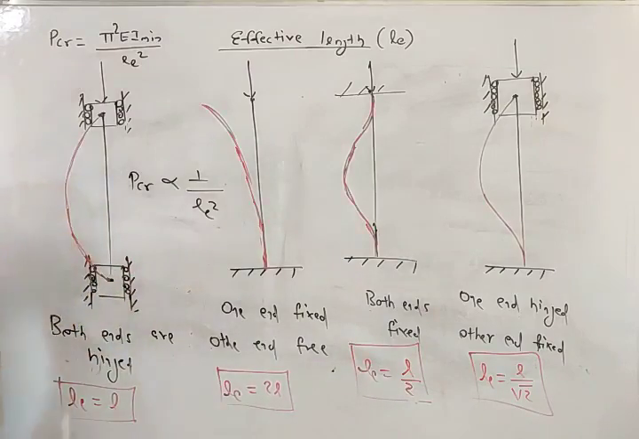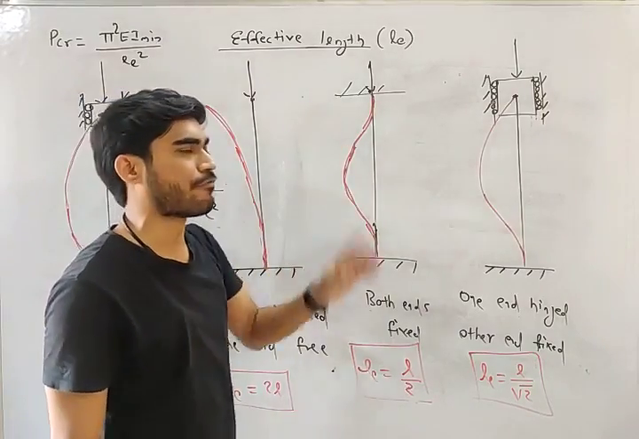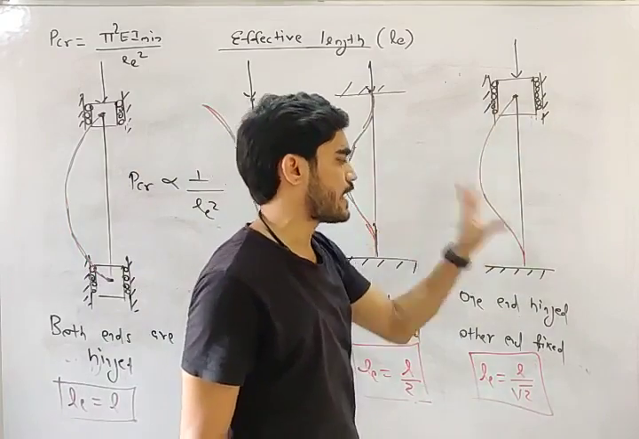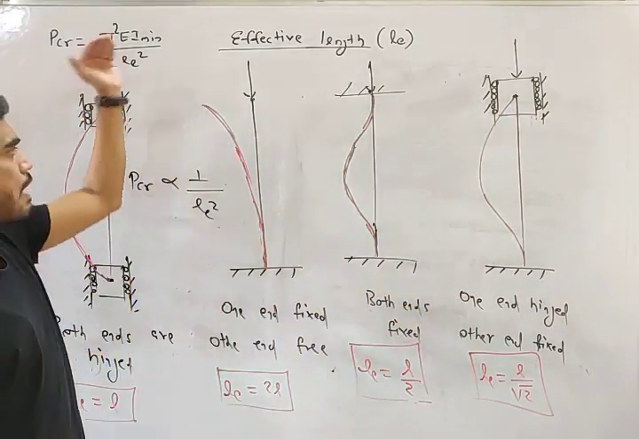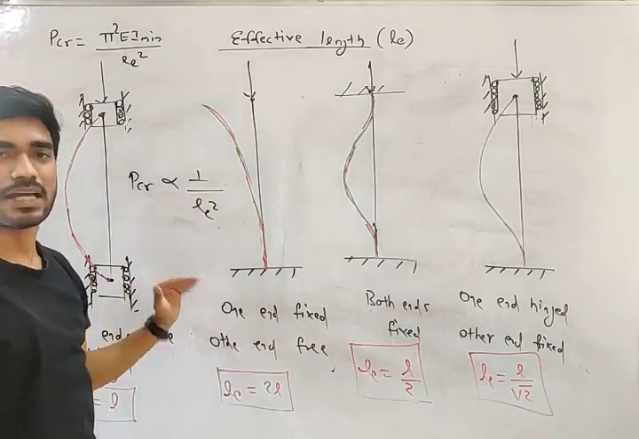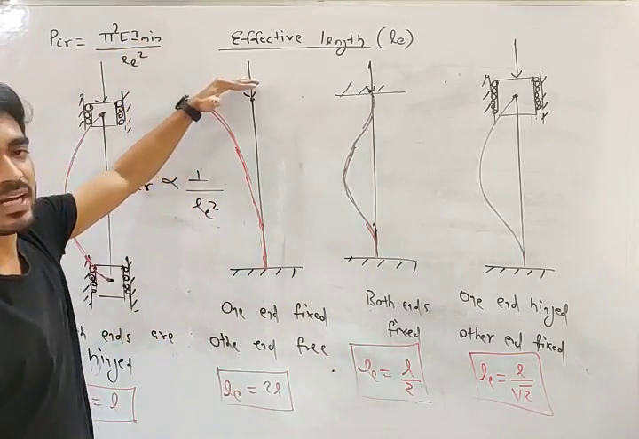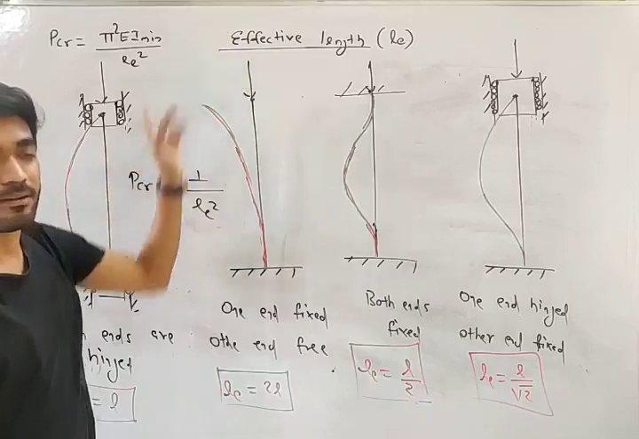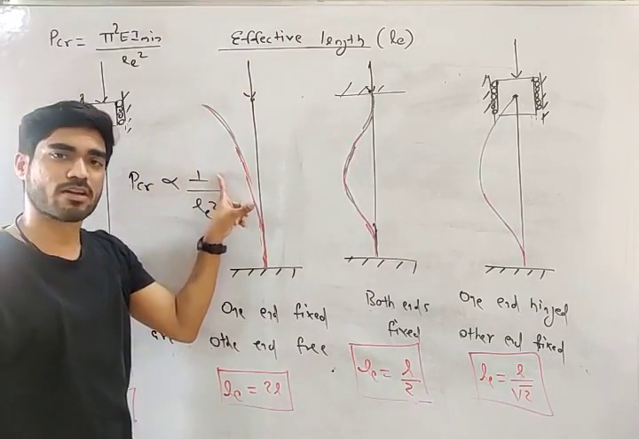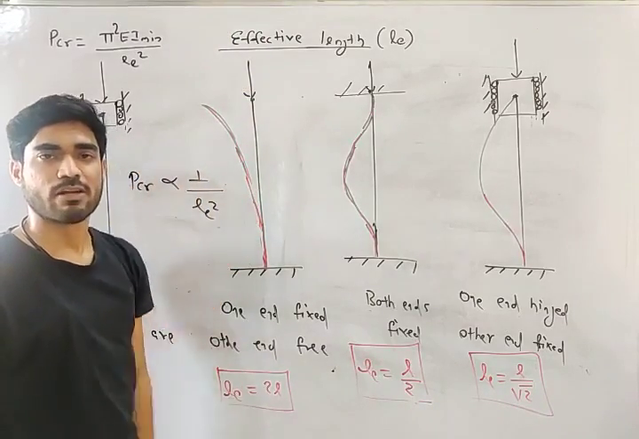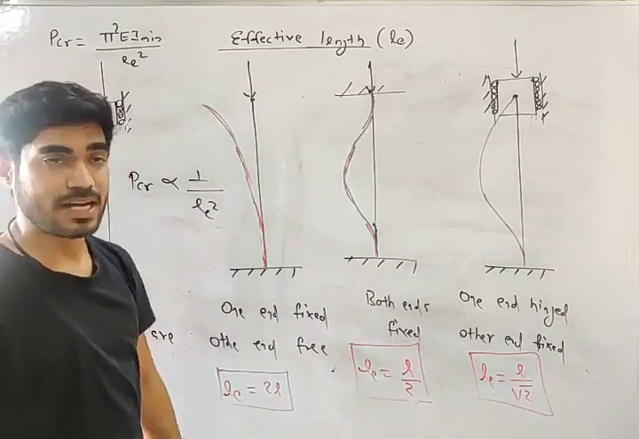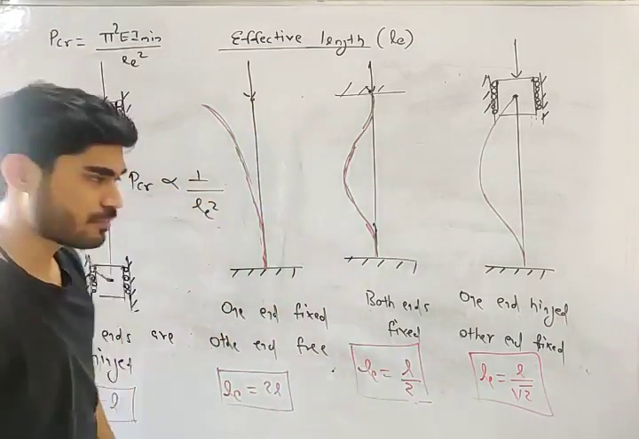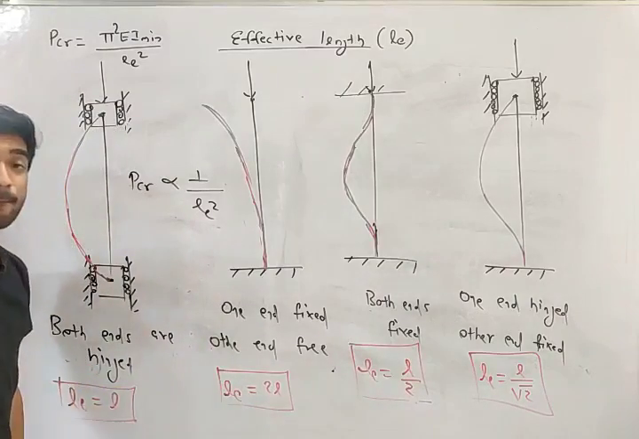In this case, both ends are hinged. In this case, both ends are fixed. In this case, one end is hinged and one end is fixed. So in these three cases, there is some support at both ends. But here, one end is completely free. So this column will buckle first. Means in this case, P critical will be minimum, and effective length is maximum.